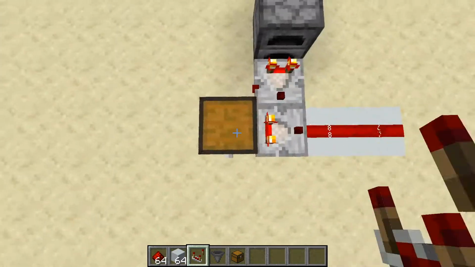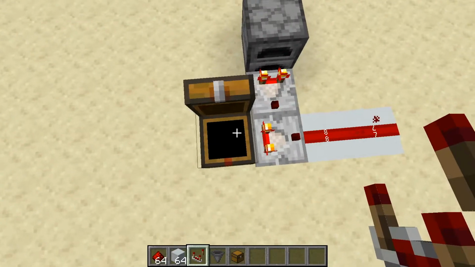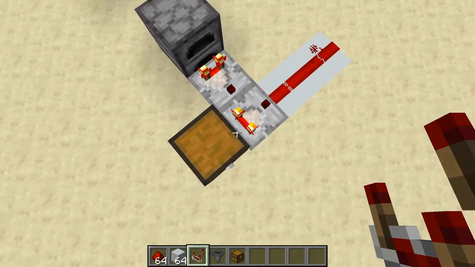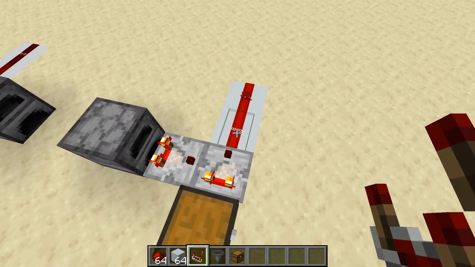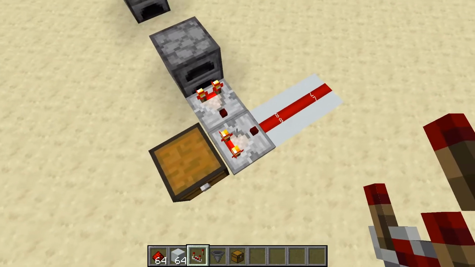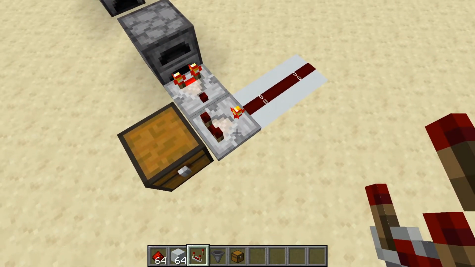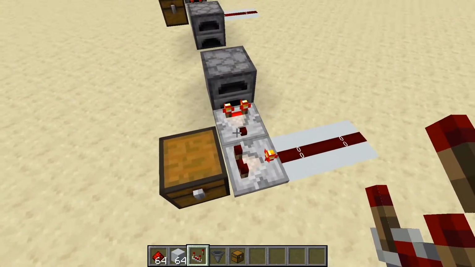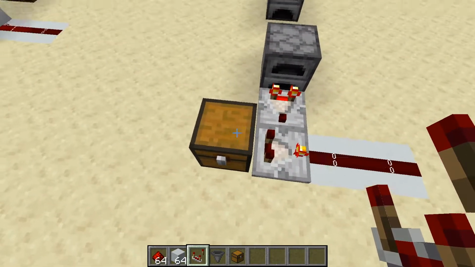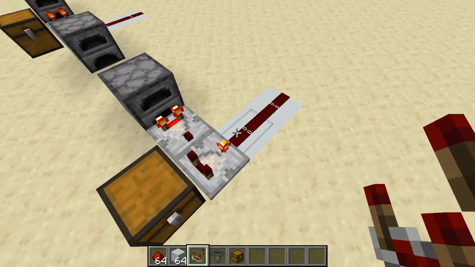And then I've got a half full chest right here. So this is also outputting a signal strength of 8. So we've got a signal over here. This is a signal strength of 8. But if I put it in subtract mode, we get a signal strength of 0. And why is that? It's because instead of comparing it, it is subtracting. So 8 minus 8 is 0.